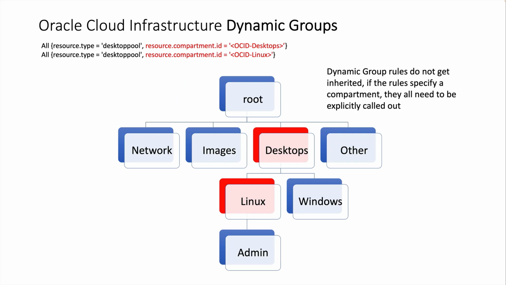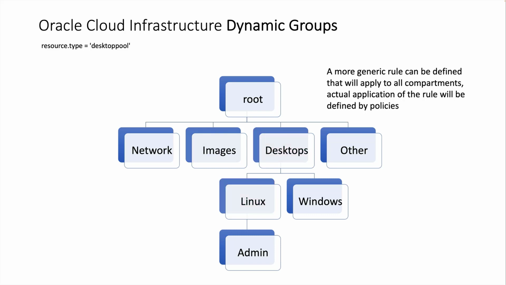The issue here is that when you specify the compartment ID, that particular resource type is only available in the compartment with the ID that you specified. And in this particular structure, we have a compartment called desktops, and underneath we have two other compartments, Linux and Windows. If I don't explicitly specify the compartment ID of the Windows compartment, our service would not be able to create anything in that Windows compartment. So the important part is dynamic groups are not inherited to the child compartments.